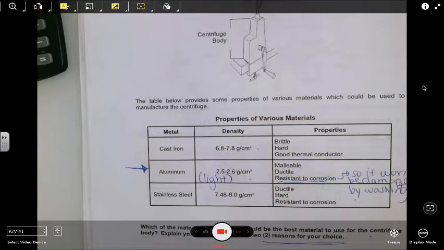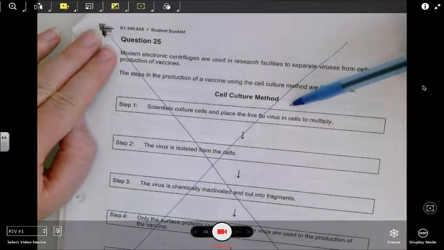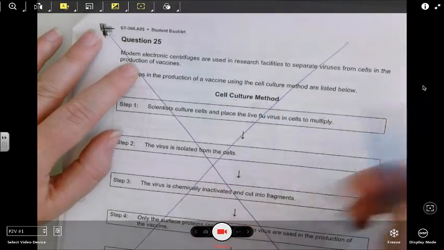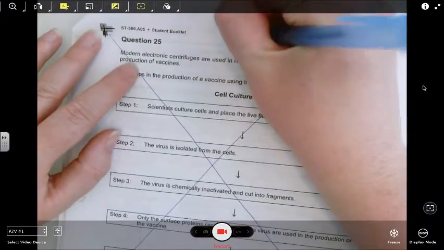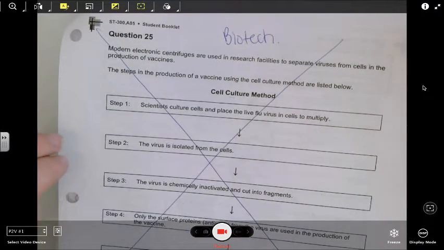But as long as you explain why you chose that answer, there could be answers that are definitely wrong, but for the most part, if you can explain your answer, this is like an arguing kind of thing. Okay? All right, and like I said, question 25 in this exam that we had was asking us about cell culture method afterwards. It was talking about centrifuges and cell culture. This is the biotech chapter that I said is not in our program anymore.